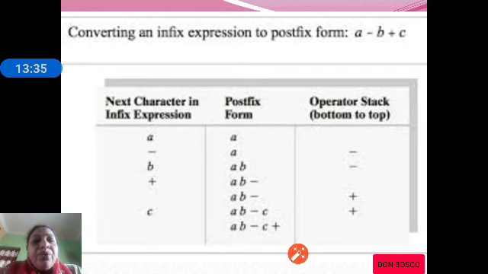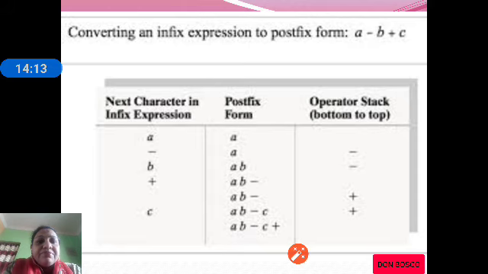Let us see how we can convert an infix expression to postfix. To convert an infix expression to postfix, we will be using an operator stack, a stack with operators. So we use a stack to store the operators. Just check out the example, that is A minus B plus C. This is an infix expression. Now let us see how we can convert this to postfix.